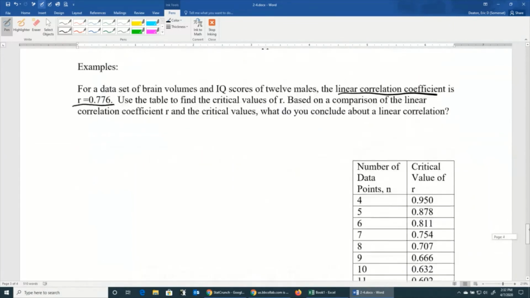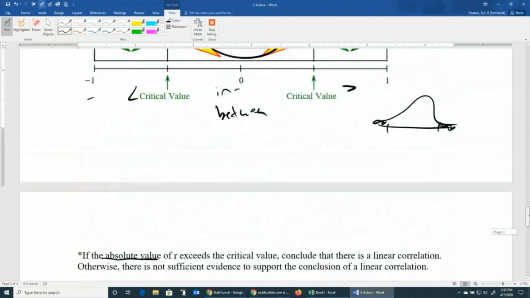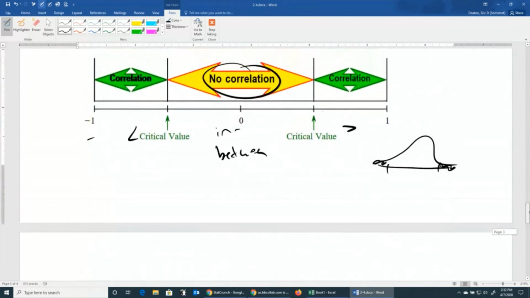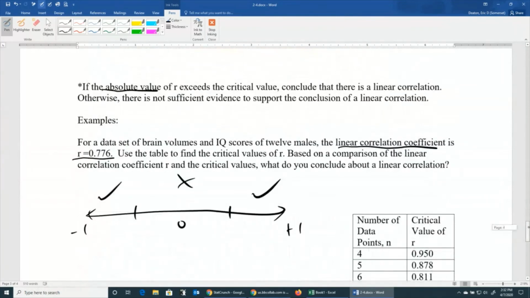So here's how you do this. I'm going to draw that little diagram. Remember, these are extremes. These are good as far as correlation, and this is not good as far as linear relationship, because these are closer to 1, either way you look at it. And then this is like a 0, which means there's no linear correlation. See that? Correlation, correlation, no correlation.